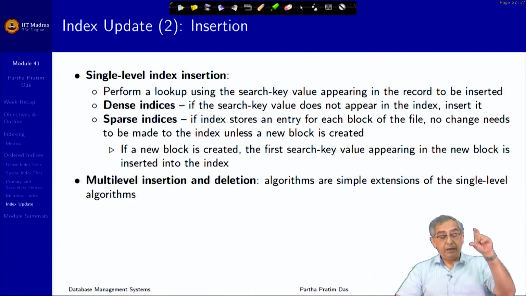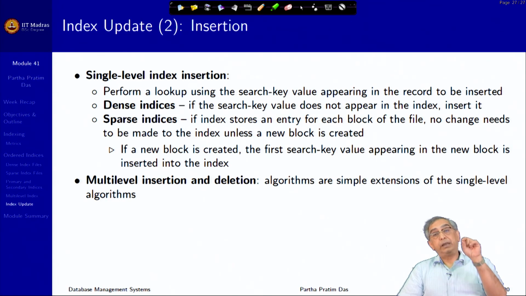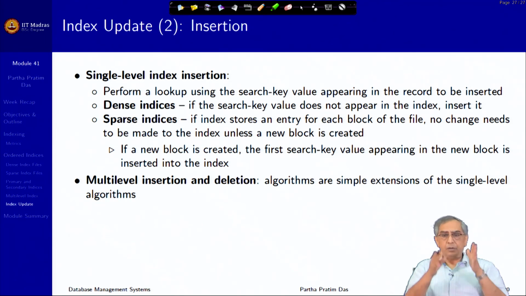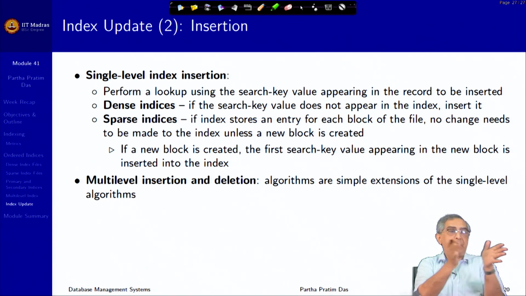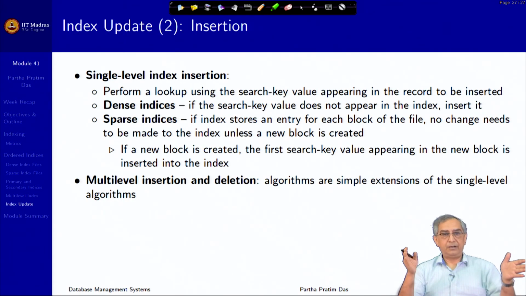If it falls within a range that is already supported, then you do not need to do anything. But if you are doing a block level index and a new block is created, then the first search key of that new block will have to be entered. So, it will branch out into multiple cases which are not difficult to reason out, but you will have to take care of all of these, and that is how your index management could be efficiently done, and that is the cost you are paying for the efficiency of the access.